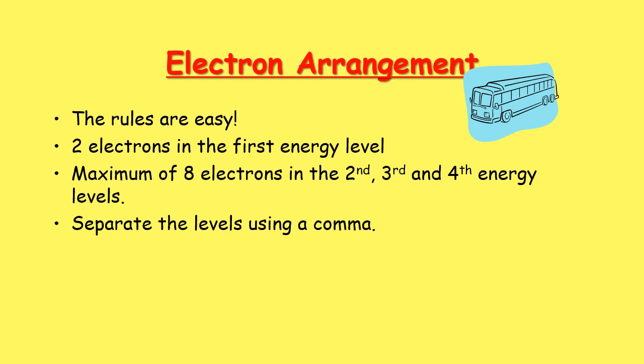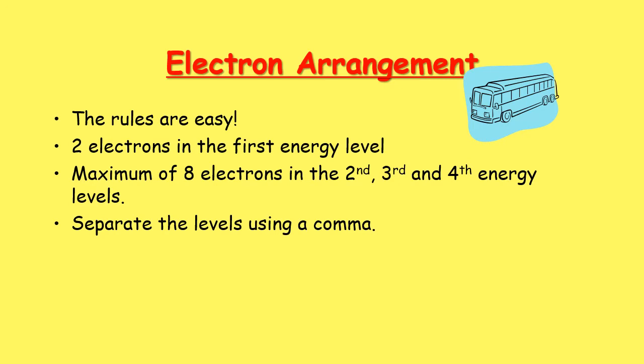The first energy level can only have 2 electrons in it. The rest of the energy levels, the second, the third, and the fourth one, can contain 8. The first energy level can only contain 2 simply because it's a lot smaller than the others. So it can only hold 2. After that, they all have 8.